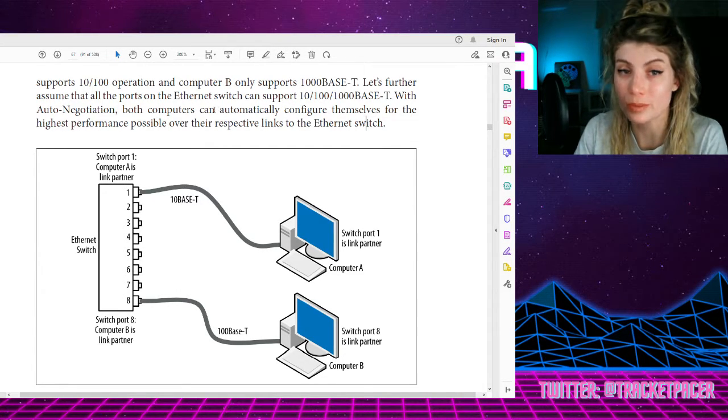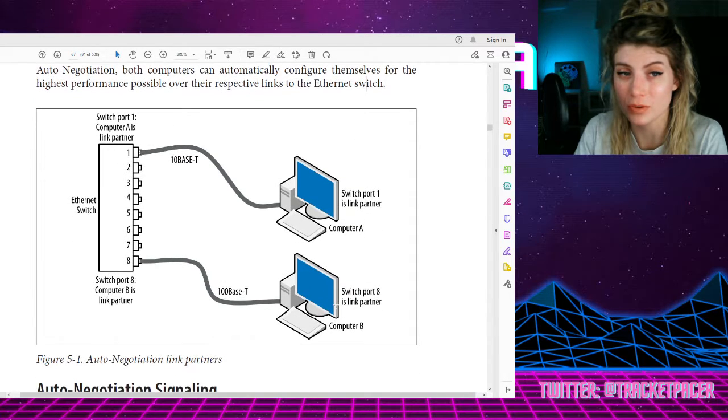With auto negotiation, both computers can automatically configure themselves for the highest performance possible over their respective links to the Ethernet switch. Okay.